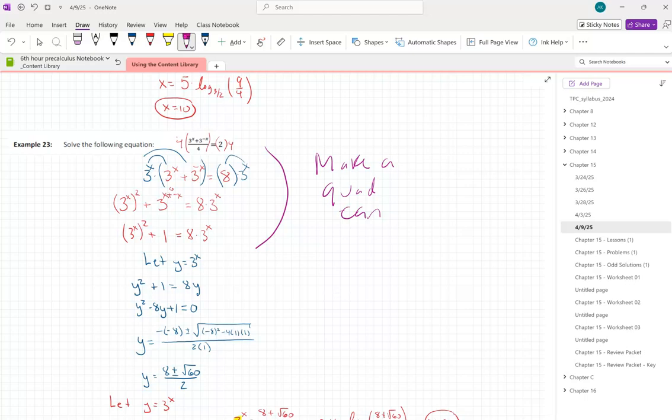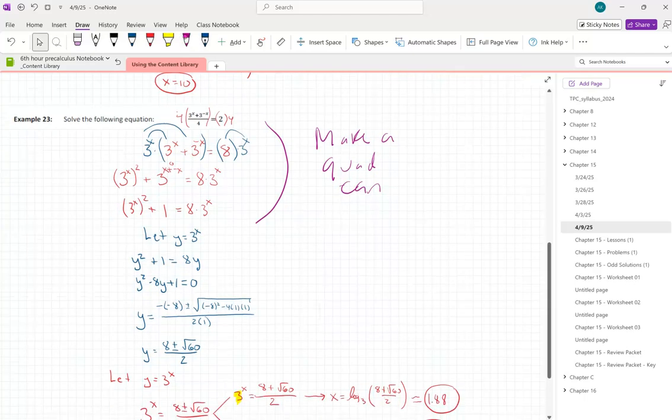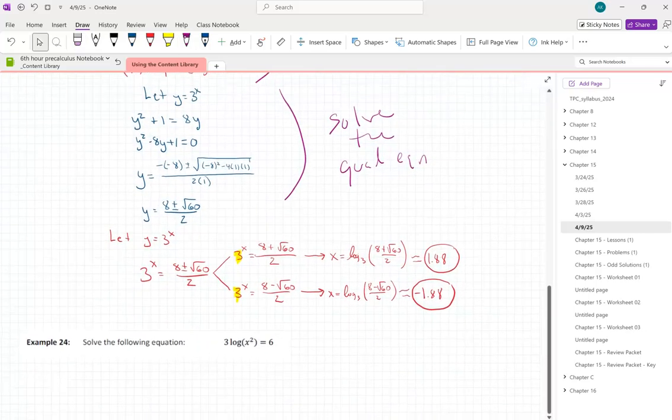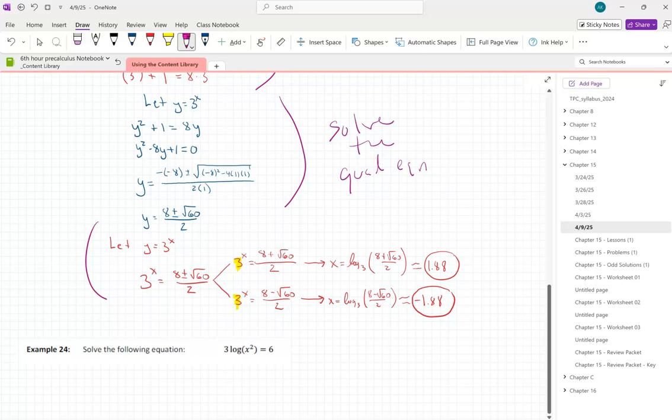So the first step was turning that into a quadratic equation. Then we had to solve that quadratic equation. Then we turned it back into an exponential. And then solved it. Right? So that was our general outline of what we were doing there.